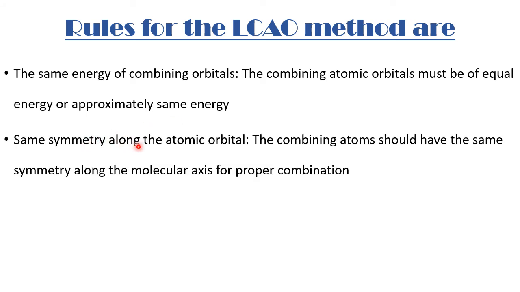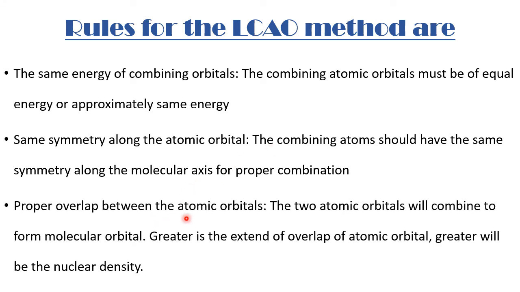Same symmetry along the atomic orbital. If a p orbital comes along a proper axis, then one more p orbital should come along the same axis. Otherwise, if it comes from a different or opposite axis, direction or orientation, there is no possibility of bonding. So atomic orbitals with proper orientation and proper symmetry approach well.